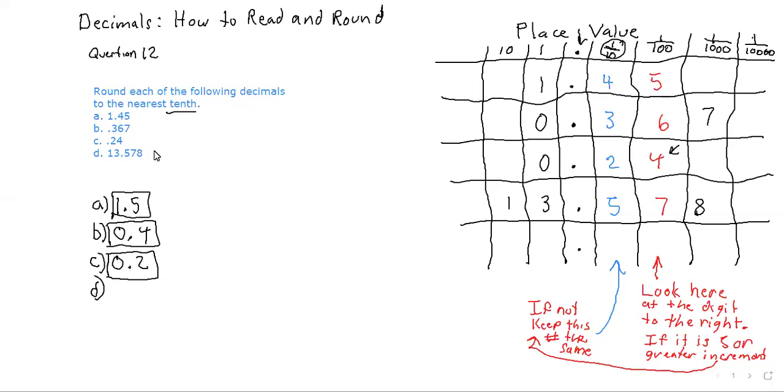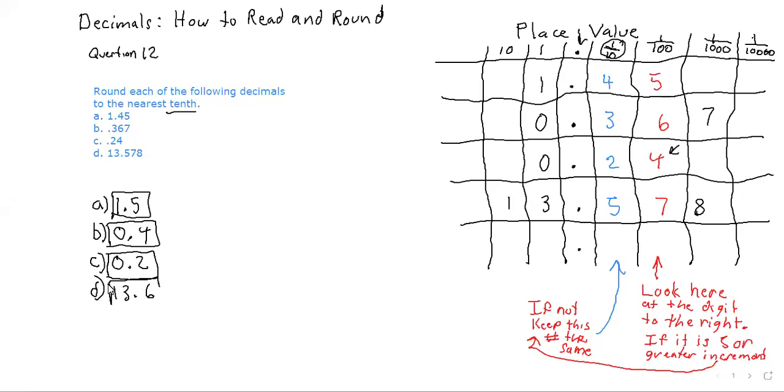It's 13.578. We write that in the table over here, looking at the place value table again, and we see the number directly to the right of the blue 5, that's the red 7. Is it 5 or greater? Yes, it is. So that means we're going to increment the blue digit 5 to 6. So it's going to be 13.6. That's going to be our answer.